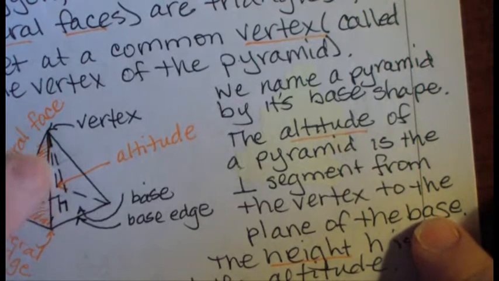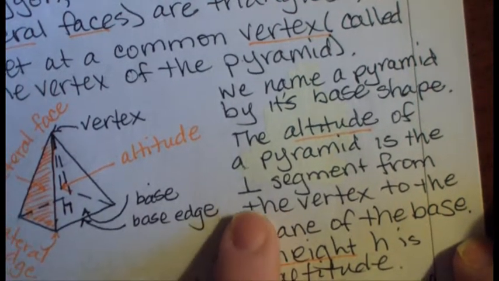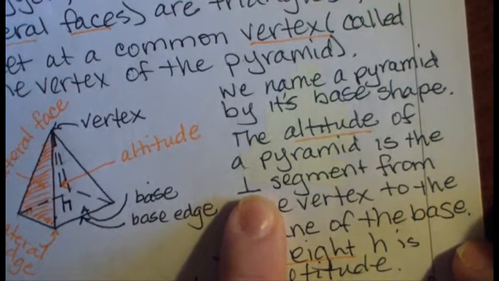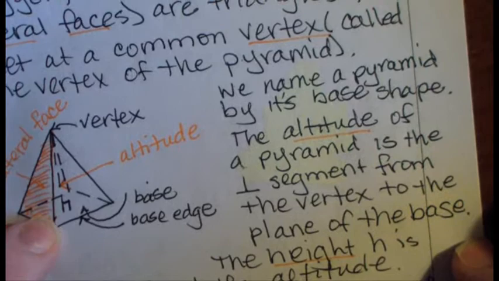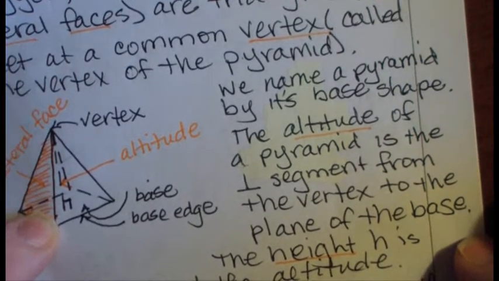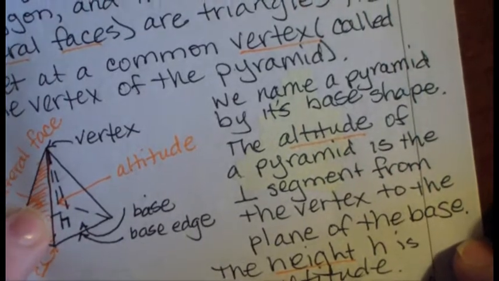The altitude of the pyramid is the perpendicular segment. Remember, that's what that little sign right there means, perpendicular. Perpendicular segment from the vertex to the plane of the base. H, the height, is the length of that altitude.